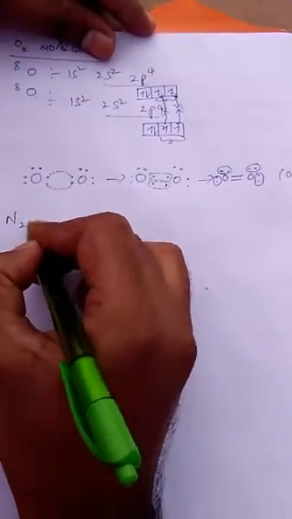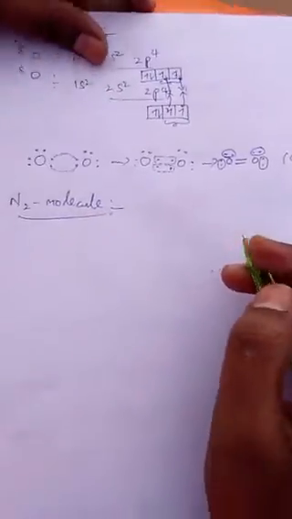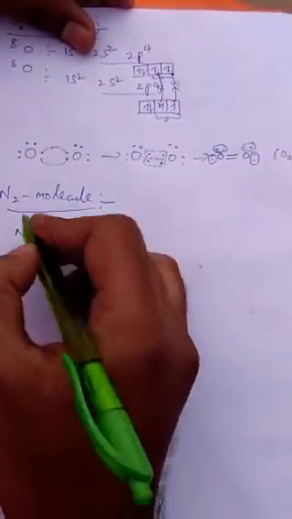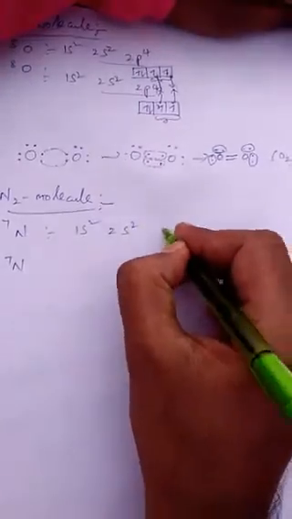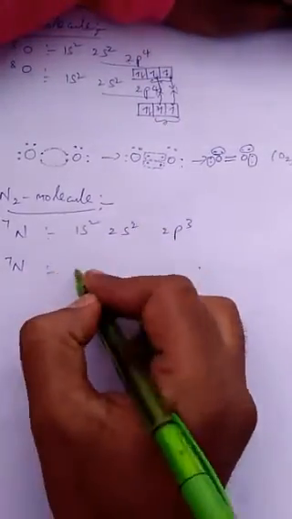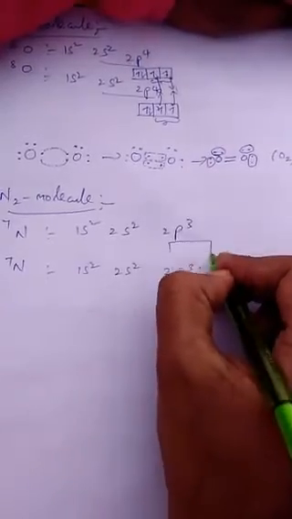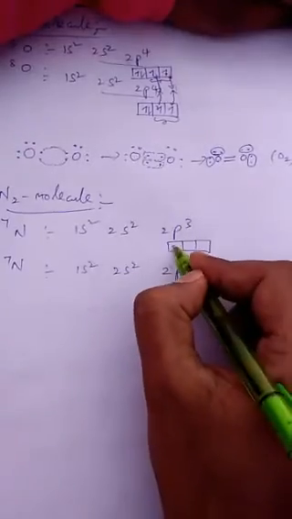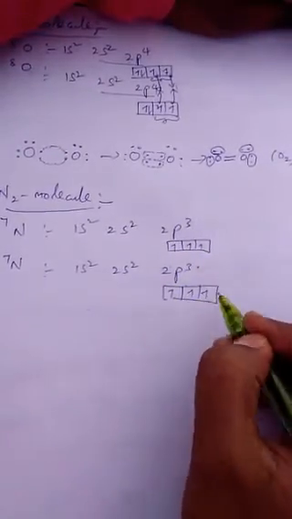Next example is the N2 molecule. Here the N2 molecule contains 2 nitrogen atoms. The atomic number is 7. The nitrogen electronic configuration is 1s2, 2s2, 2p3. For the second nitrogen, the electronic configuration is the same. Then the last orbital, p orbitals, has 3 electrons, 1 2 3. Here also 3 electrons, 1 2 3.